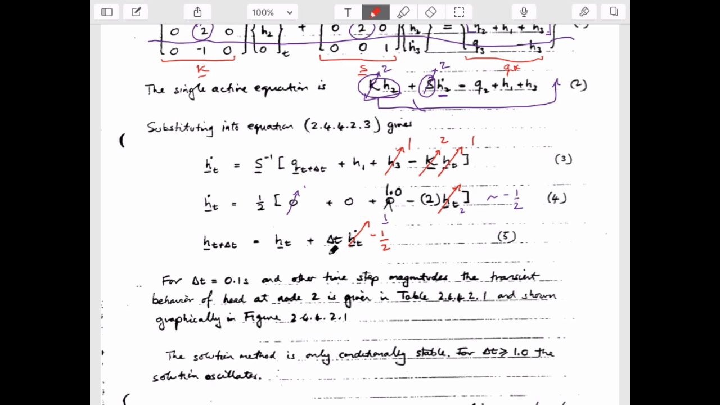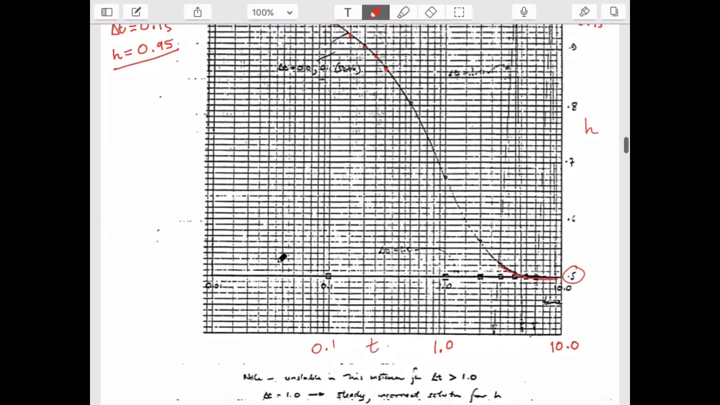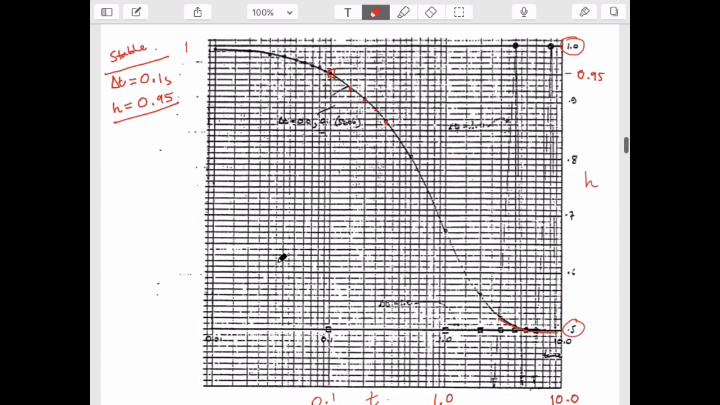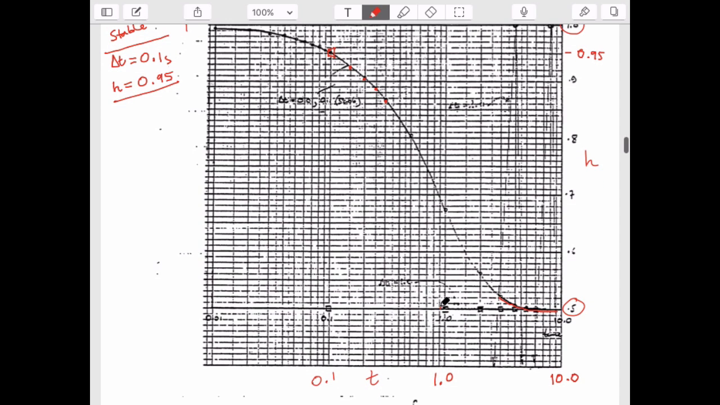But if delta t is equal to 1, then all of a sudden this becomes minus a half times 1, which is minus a half. This value is equal to 1. It's the value at node 2, right? And so, well, it's not bad. So 1 minus a half is equal to a half. So in other words, if you do the calculation at this point, which are these ones here, the first value is equal to a half, which is curious.